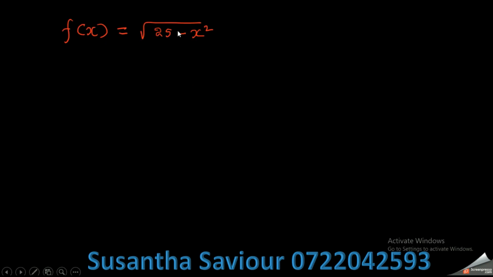Let's look at this. f(x) is the square root of 25 minus x squared. Again, inside the square root has to be positive. So 25 minus x squared is greater than or equal to 0. So 25 is greater than or equal to x squared.